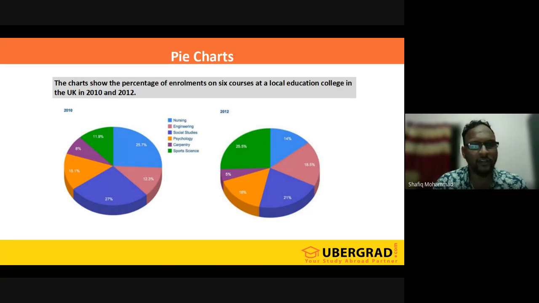I know you can hear the thunder sounds, right? It's raining after so many days in Vizag.